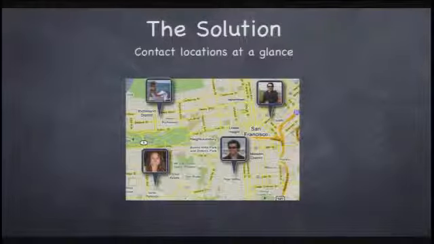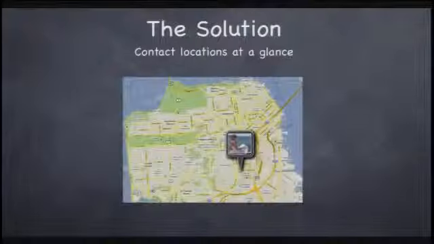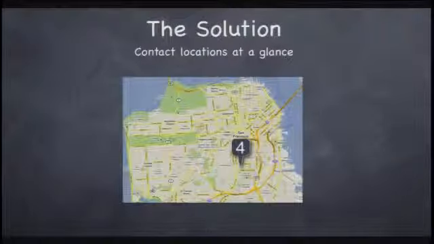The solution to this is a graphical way to interact with your contacts. So presenting your friends' pictures and grouped in locations. So if you zoom out, you'll be able to contact via text and email people based on a greater location and specific locations.